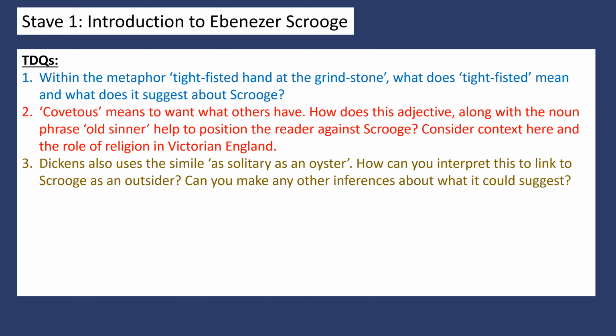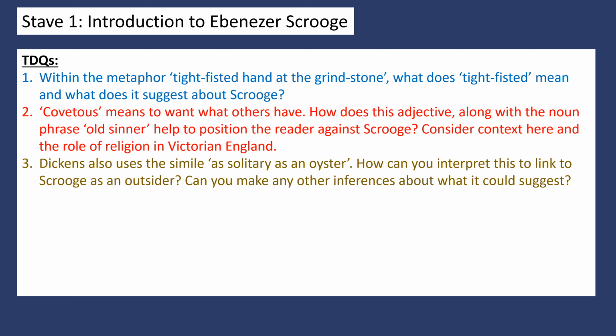Dickens uses the simile "solitary as an oyster." How could you interpret this to link to Scrooge as an outsider? Can you make any other references to what it could suggest? This is a really good quote to think about multiple layers of interpretation. An oyster, like Scrooge, is very solitary, very alone, very isolated. So Scrooge is an outsider to society, just like an oyster being alone.